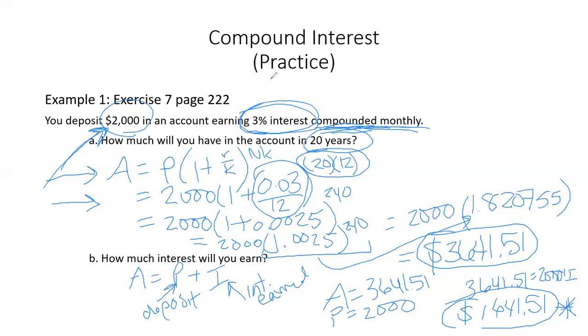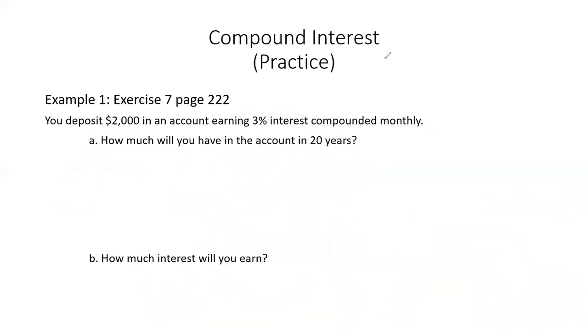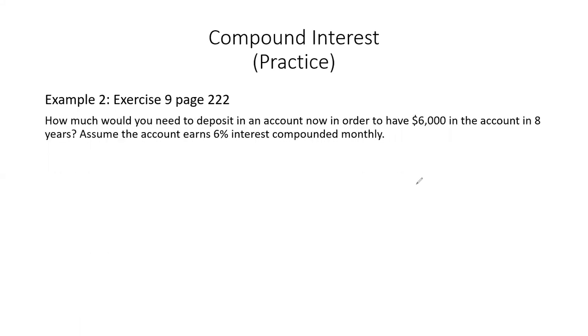Let's move on to the last example in this video. This is exercise 9 on page 222. But how much would you need to deposit? So right away, I know that this is looking for our principal. How much would you need to deposit in an account now in order to have $6,000 in the account?